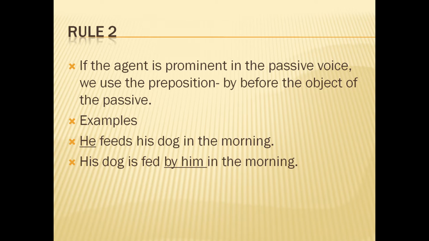He feeds his dog in the morning. This is an active voice. So the subject in active voice is he. It becomes the object of the passive voice, and when it goes there, its objective form is written, like he becomes him. And before him, we use the preposition by.